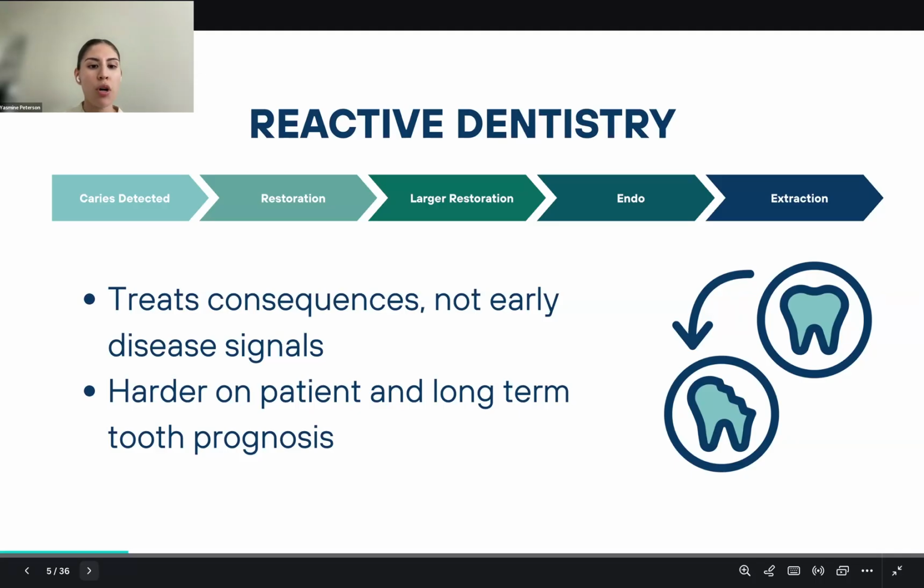So more, I would say, traditional dentistry is we detect caries, we restore them. Sometimes we restore them with a larger restoration, and sometimes it can go to endo, and then the worst possible case is an extraction, and now they're needing an implant or dentures or whatever it may be. So this is harder on the patient, and can be harder sometimes on the dentist. The tooth does not have as great of a long-term prognosis.